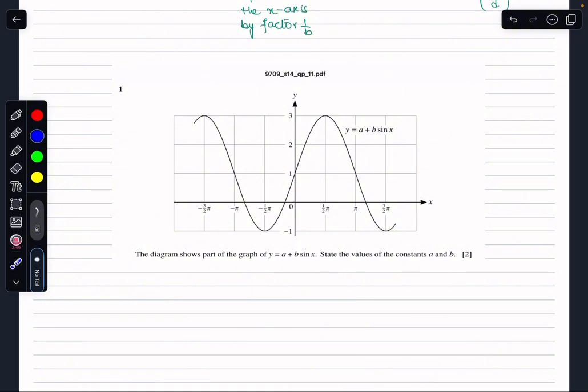So if I am given y equals a plus b sine of x, the first thing is to understand what our a and what our b is going to be. So we know that this a is the mid-axis value, and this b should be the amplitude. Amplitude means from the mid-axis value, it should be the height of the graph.